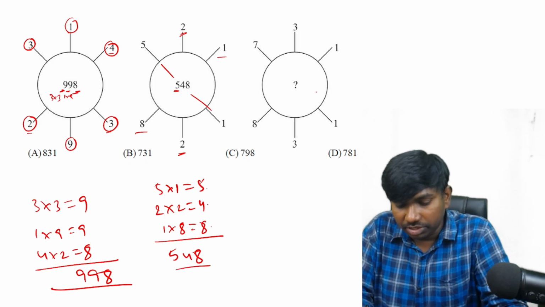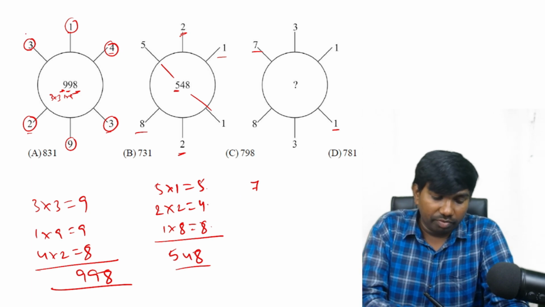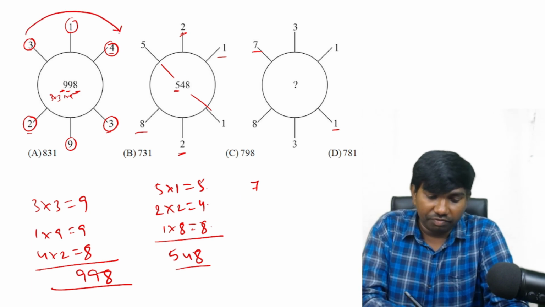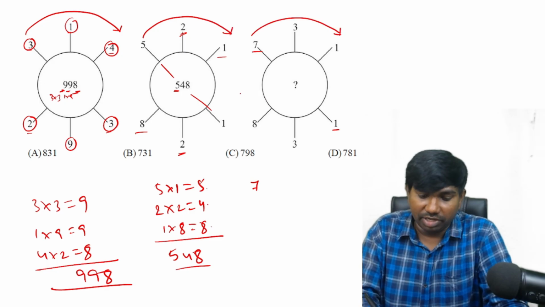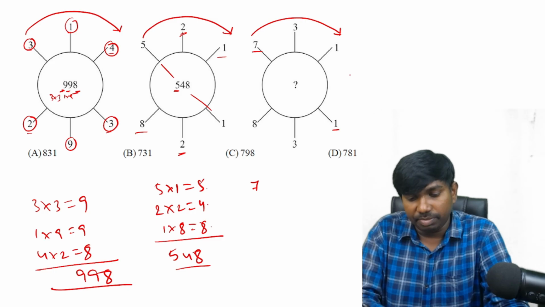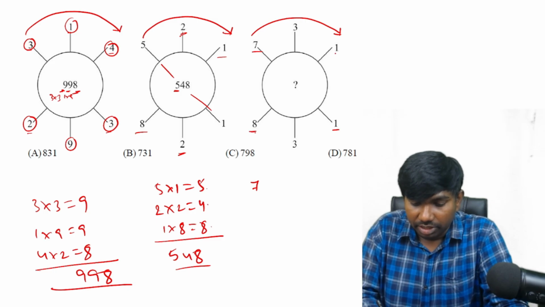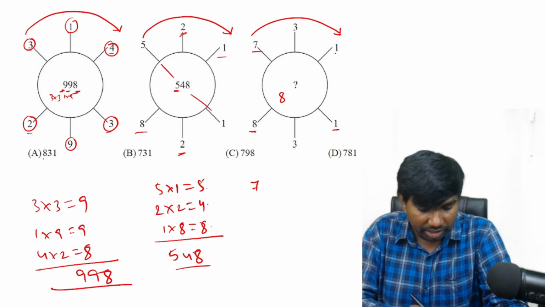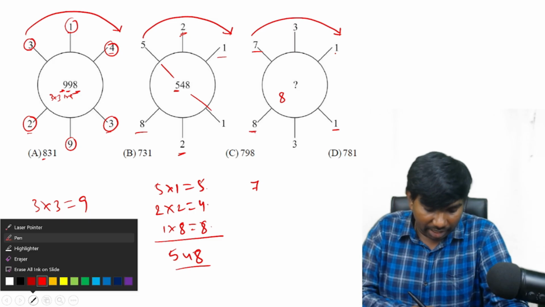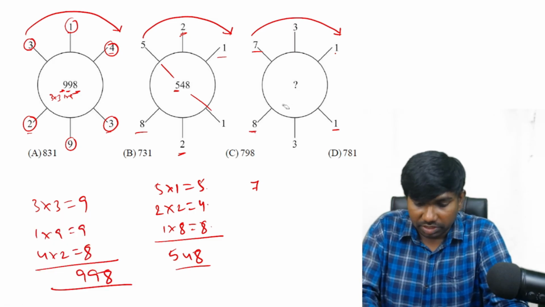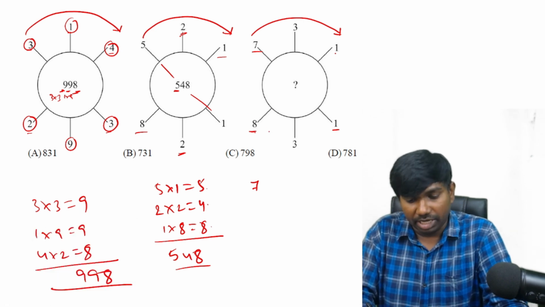And apply the same logic here. 7 into 1 is 7. Sequence is important here. Whatever sequence we have taken, we have to take the same sequence while writing the answer. If you change the sequence, our answer may change, that means the digits may be jumbled. If I start from 8 here, 8 into 1 will be 8, our answer starts with 8, but there is one option with 8 also. So we may get a wrong answer. That's why whatever pattern was followed in the first two figures, apply the same pattern here as well.